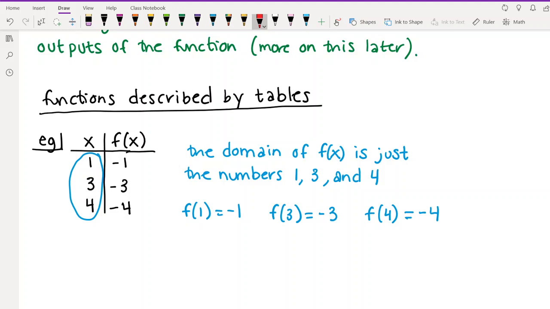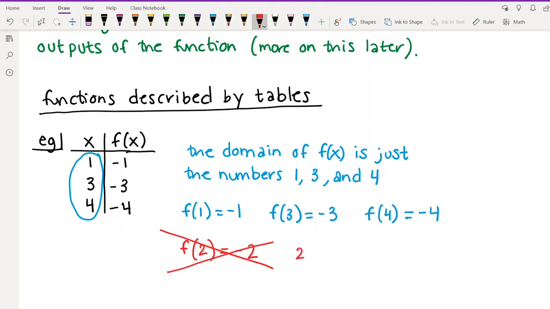So what if we tried a different number? Let's say I tried to say f of 2. You might guess, based on how this table goes, that f of 2 is going to be -2. And that's probably a good guess, but if this table is the only information given, you cannot come to that conclusion. You can't just say, well, it kind of looks like based on the pattern that f of 2 is -2. This table is the only information we have.